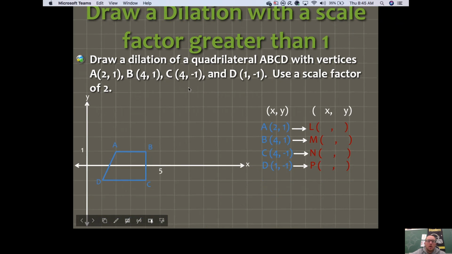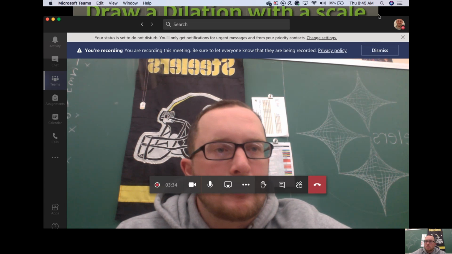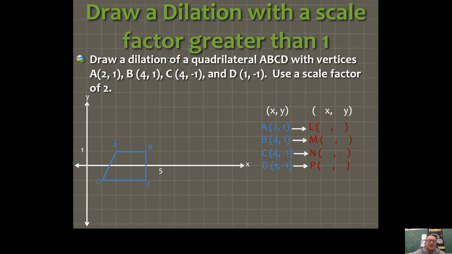Let's try one. We're going to draw a dilation of a quadrilateral ABCD, with vertices that are given. Notice how you have an X and a Y for each of them. We have them plotted already. If these weren't graphed, then you could plot them yourself and make the shape. We're going to use a scale factor of 2.